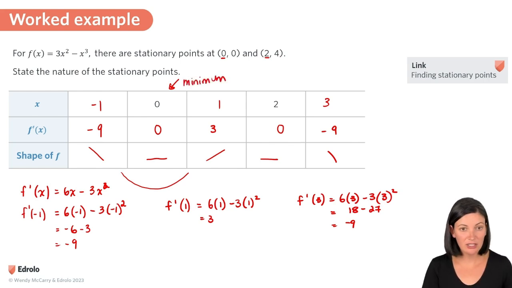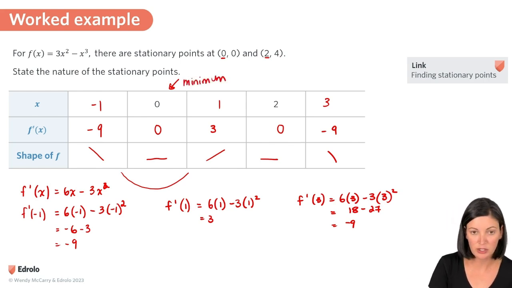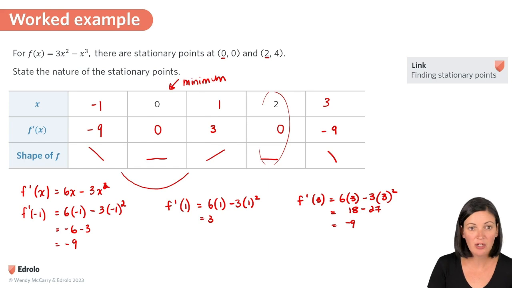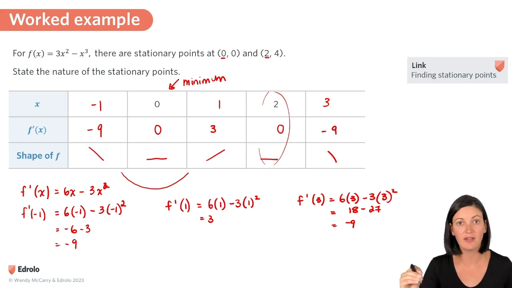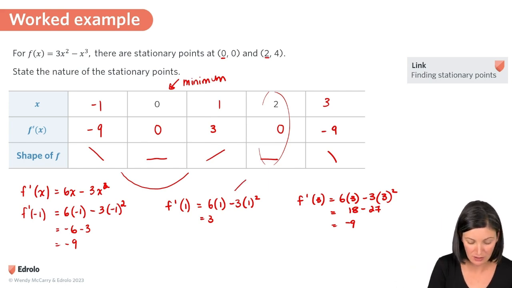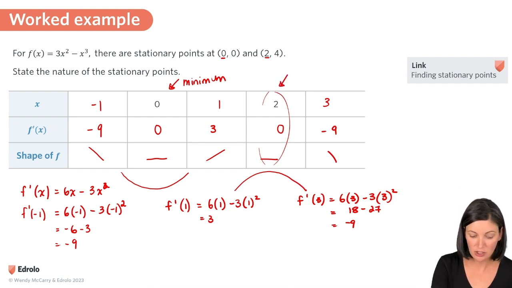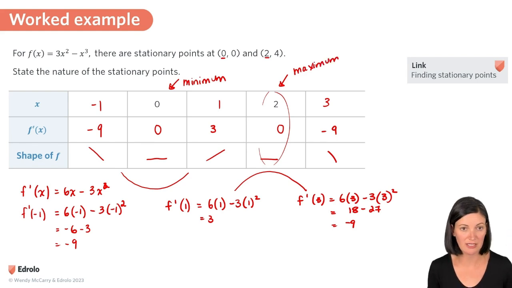And now if I have a look at when x is equal to 2, you can see that on either side of that stationary point, my gradient's going from positive to negative. So it's making this sort of shape, positive to negative. So that means at x equals 2, I have a maximum stationary point, okay?